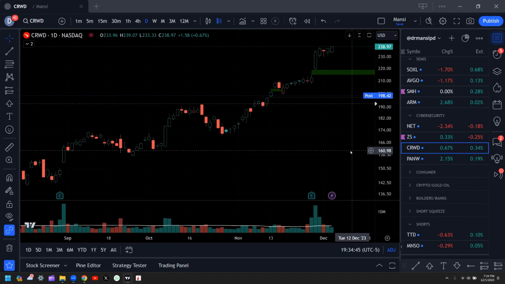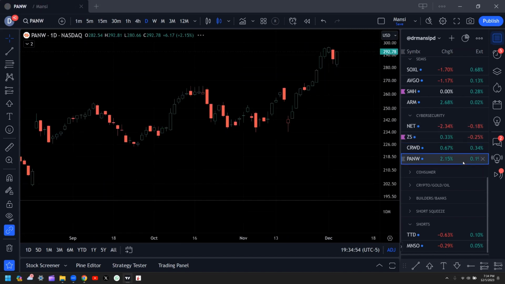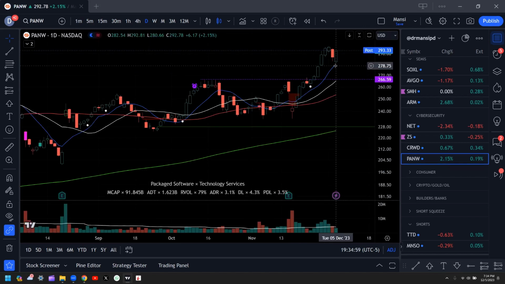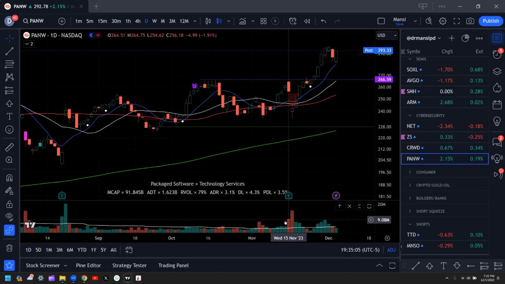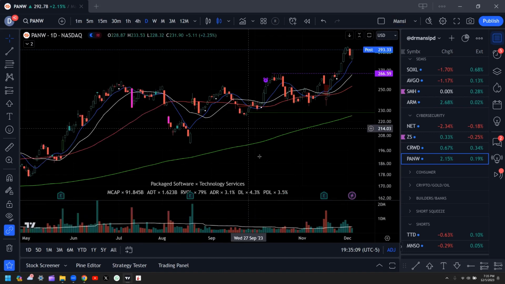CRWD, so strong, but so high in the air. I know a lot of people were looking at this and probably took it today, but it's just not for me. It's too aggressive an entry. PANW, this could have been an entry today, but I would look for something a bit cleaner. I don't like this distribution pattern and the volume. And this one is so choppy. Oh my God.